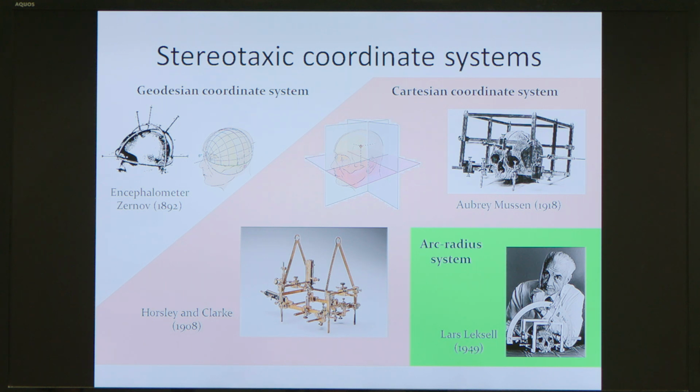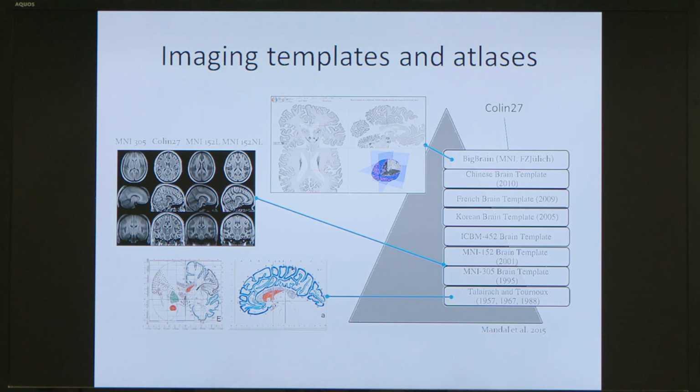And then there are many systems there. And such coordinate systems have then been applied to a variety of atlases. For the human brain, there are several atlases available. This list is not exhaustive. The font is small, but you may still recognize some of them.